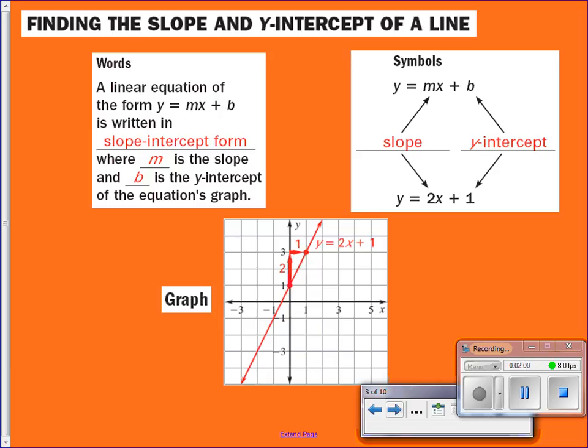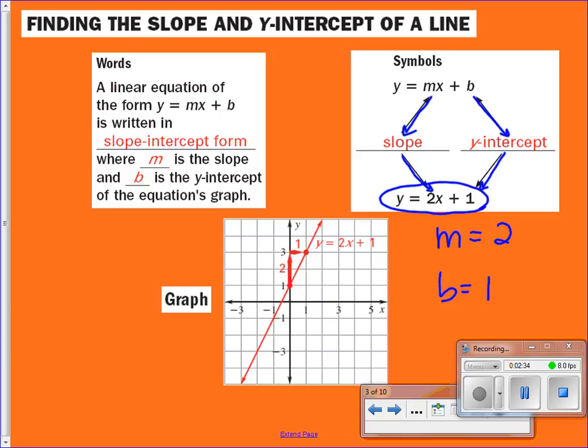So let's take a look. Now, an equation that is in slope-intercept form, where m is the slope, b is the y-intercept, this is an equation that's in slope-intercept form. Let's identify what m is and what b is. In the equation, the slope is the number being multiplied by the x, so here the slope is 2. The y-intercept is the number being added to the equation or subtracted, and in this case it is 1. Now, that means we have enough information to draw our graph.